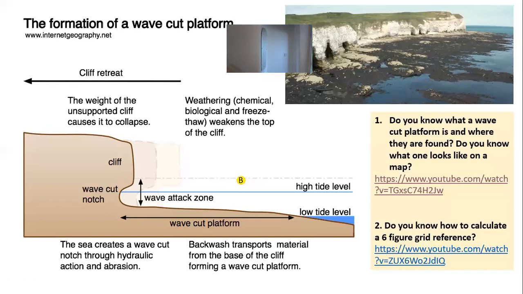What this means for the cliff above it is that it will become unsupported as that wave cut notch becomes larger, and eventually it collapses. Any material that is from the cliff will be removed back to sea through the backwash. So what is left is this area of the cliff which was below the wave attack zone, and that is your wave cut platform.